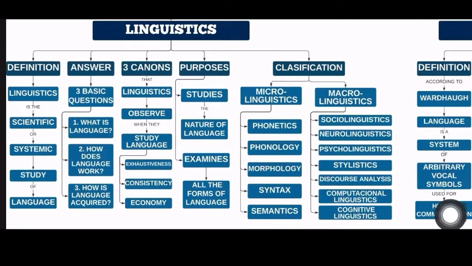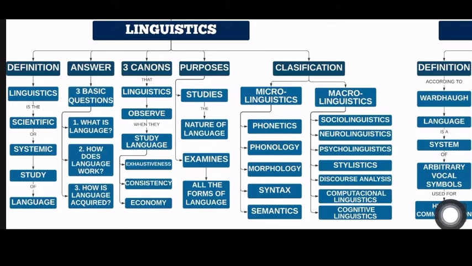The three canons that linguists observe when they study language. 1. Exhaustiveness. Linguists should gather all the materials relevant to their investigation and give them an adequate explanation. 2. Consistency. There should be no contradiction between different parts of the total statements. 3. Economy. The best statements are the shortest possible ones which can account most fully for all facts.